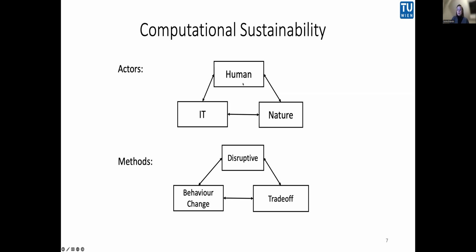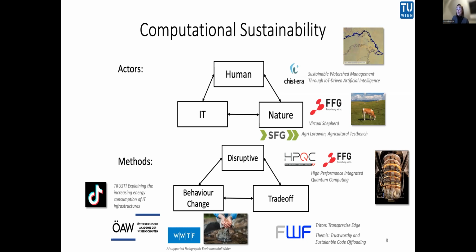And I also want to tell you about some of the projects in my group that we are dealing with. If you look at this landscape of computational sustainability with actors and with methods, the projects that I'm working on in my group are everywhere. We have projects where we develop digital twins of watersheds in order to predict pollution if it happens.